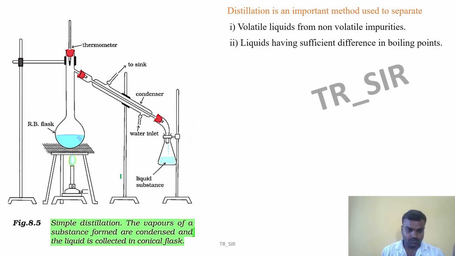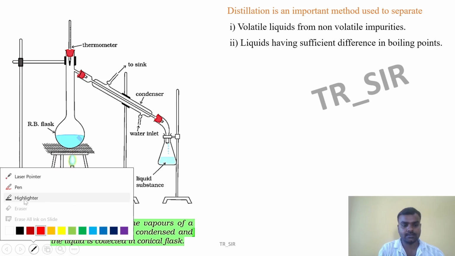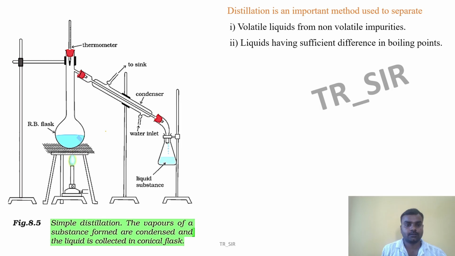This is the NCERT diagram. Here is the round bottom flask that we are discussing. In this round bottom flask we have taken two liquids, A liquid plus B liquid. Let us say the boiling point of A is 25 degrees Celsius, whereas the B liquid has a boiling point of 75 degrees Celsius.